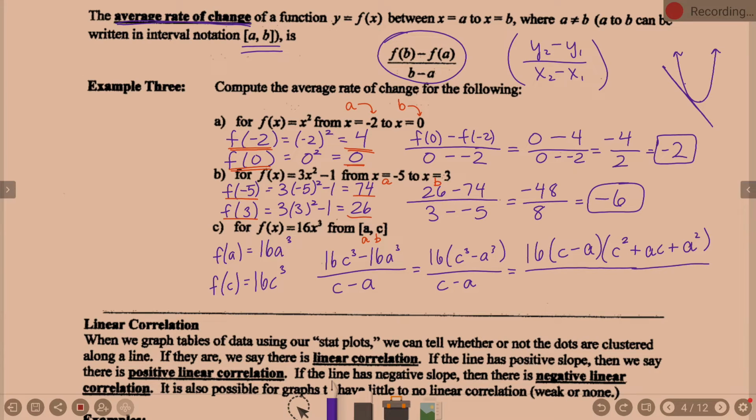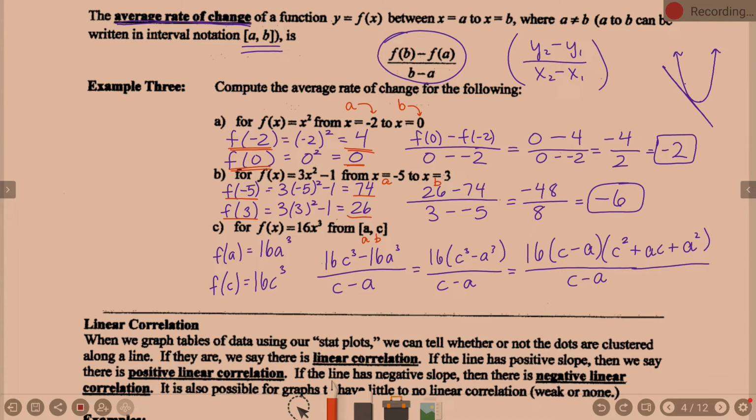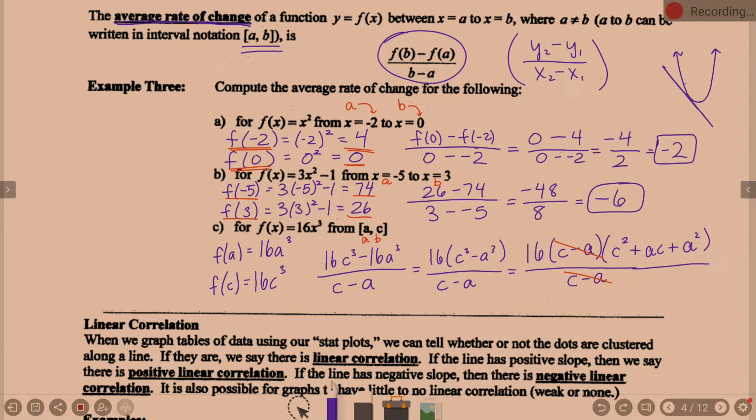Okay? We factored something like that last year. We didn't do a whole lot of it, so I know it's not fresh in memories. My denominator was still a C minus A. Now, was that factoring beneficial? Yeah, because what can cancel now? A factor of C minus A is on top, and it will cancel with the factor of C minus A in the denominator, leaving me with a final answer of 16 times the quantity C squared plus AC plus A squared.